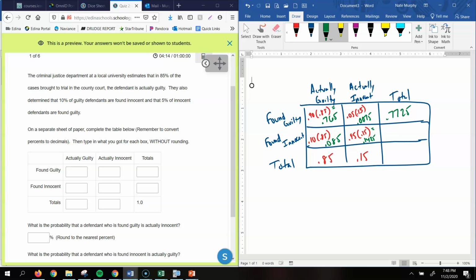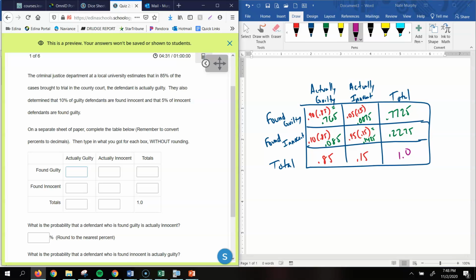Now I'm going to take the next row. I'm going to take 0.085 plus 0.1425. And when I do that, I get 0.2275. And if we add those together, we should get 1.0, which in fact we do. So now let's go ahead and put in that information.